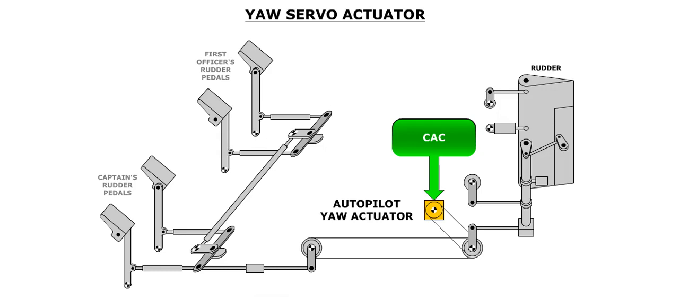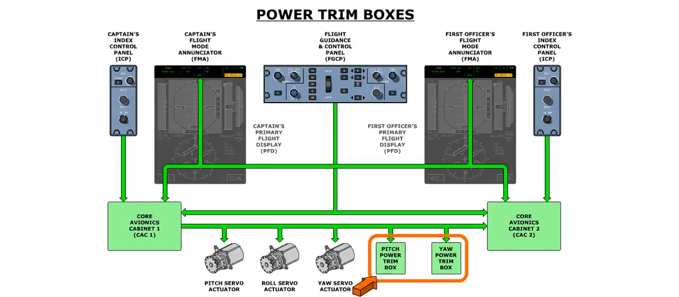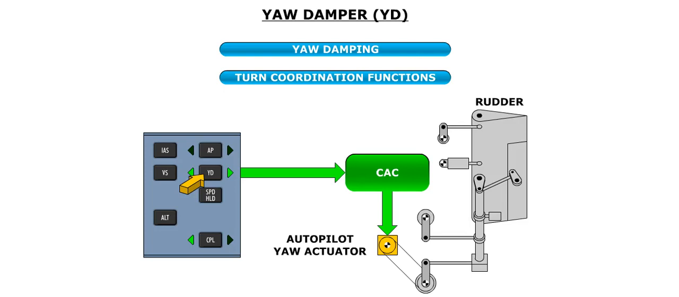A yaw servo actuator also uses a cable and drum assembly to make inputs to the yaw axis. Two power trim boxes provide an interface between the CACs and the pitch and yaw trim systems. The yaw damper provides yaw damping and turn coordination functions. CAC1 uses the autopilot yaw actuator to transmit the necessary yaw damping and turn coordination commands.